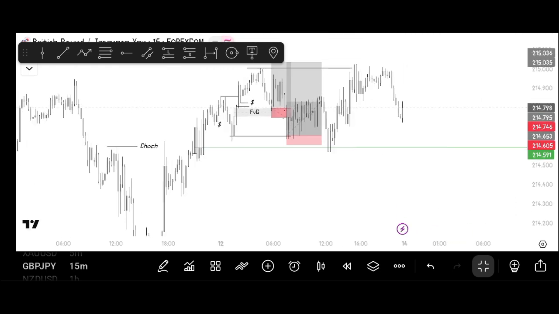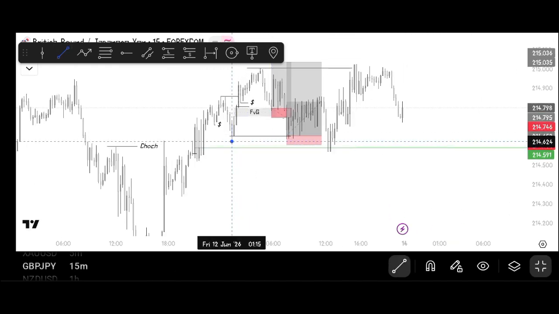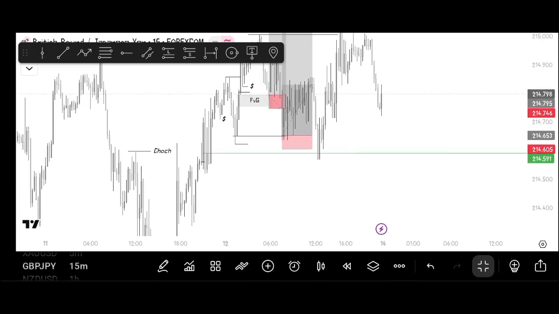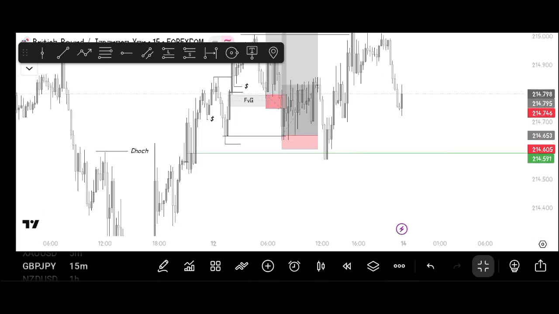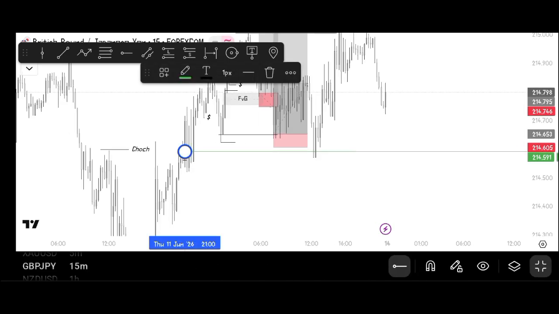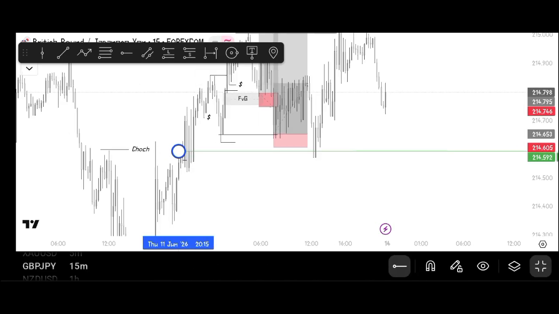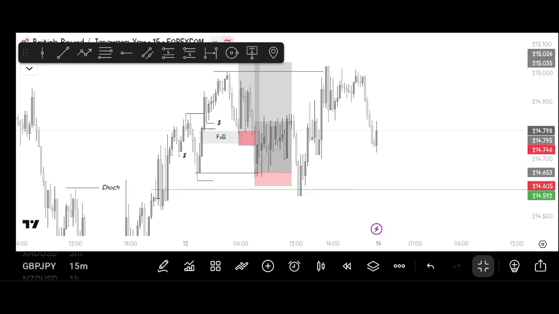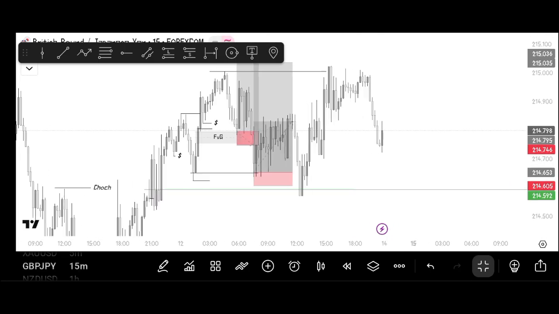Once again, this was an inducement, and anytime you see an inducement, you have to ask where is the nearest key level. So I just know that this was the key level price reacted from. So it is what it is. My mistake has been made, and I've actually learned from it.